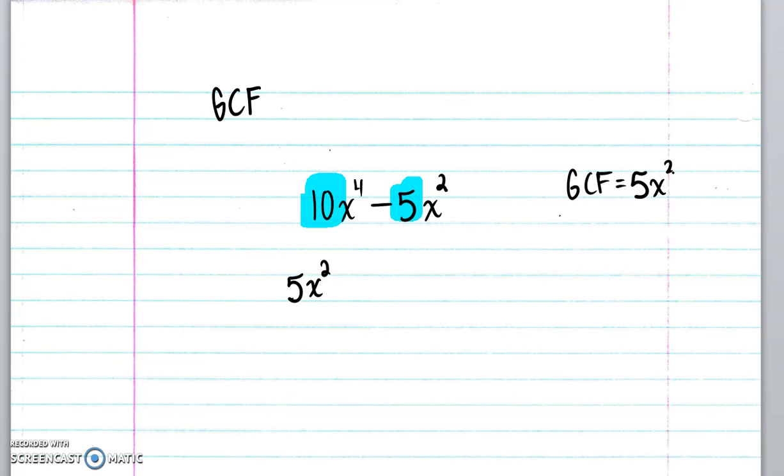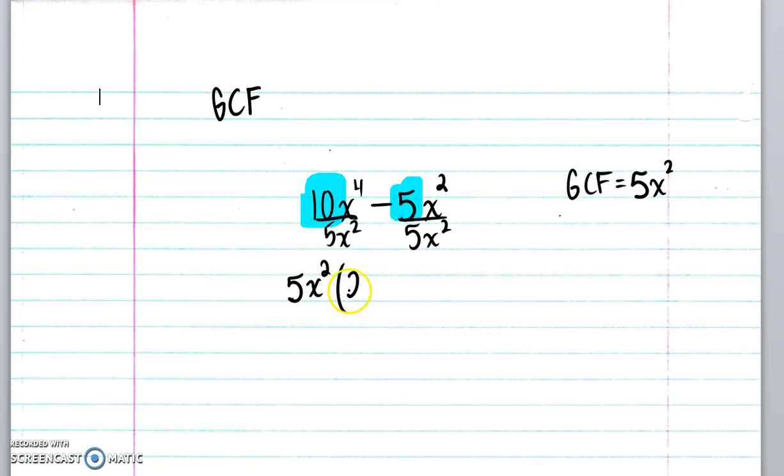Now, the first step is to find the greatest common factor. We found it. The next step is to divide the polynomial by that greatest common factor to find out what's left. And what's left is our other factor. So I'm going to divide both of those terms by 5x squared. And I'm just going to divide left to right.